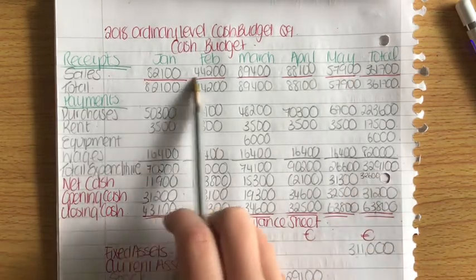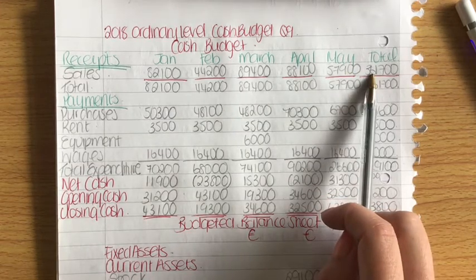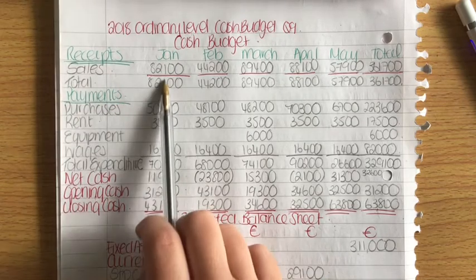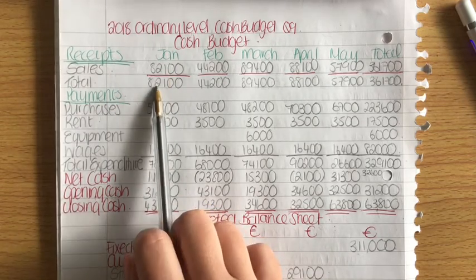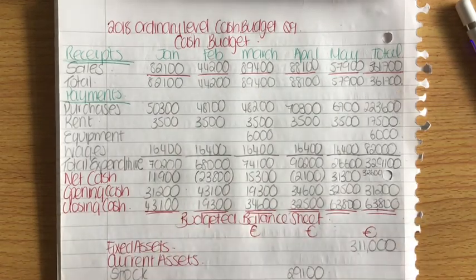So we're adding these 5 up and we get a total of €361,700. That's the only form of income, so you just need to do a quick total, which obviously is going to be the same figure as above, 82,100, 44,200, and so on. Okay, next is my payments.